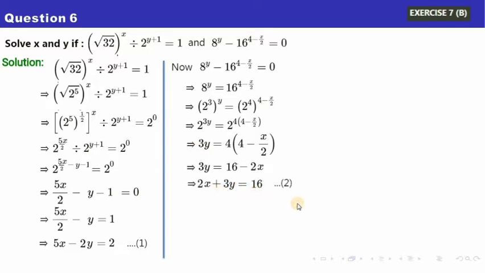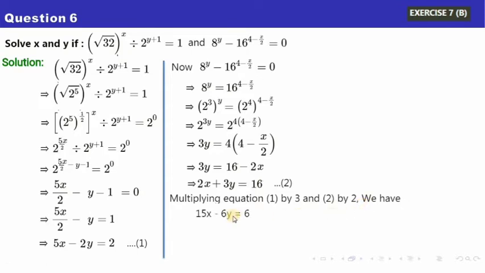Let me call this equation number 2. Okay, now I am going to multiply, see here carefully, equation 1 by 3, that is this whole thing I am going to multiply by 3, and equation 2, this entire equation, by 2. So if I do that, then let's see what we get.